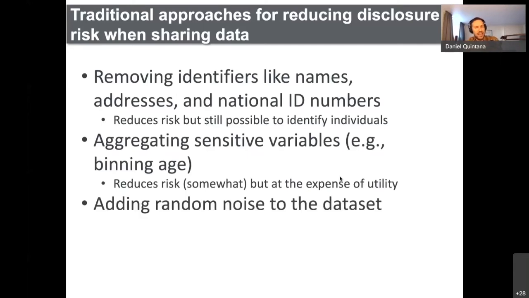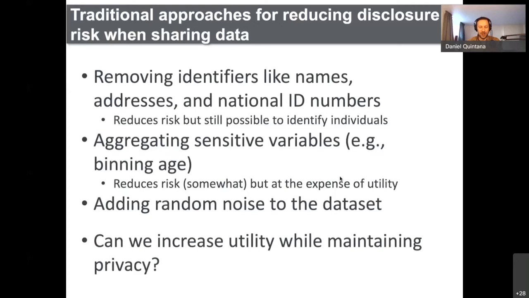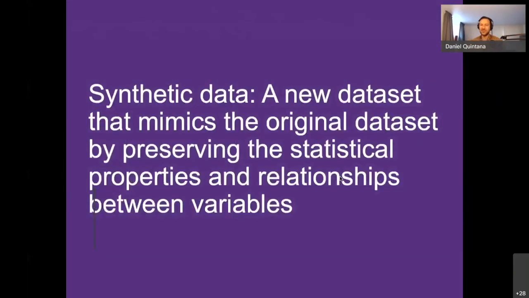Other people have tried adding random noise to the data set, but people have been able to figure that out and get around that and still identify people. So as well as making your data a little bit worse, you're also still putting people at risk. So these have been the ways that people have tried. The question is, can we actually increase utility while maintaining privacy? And the answer is yes, and you can do that through synthetic data.